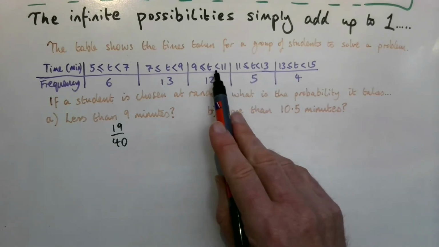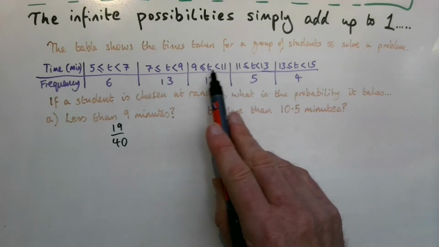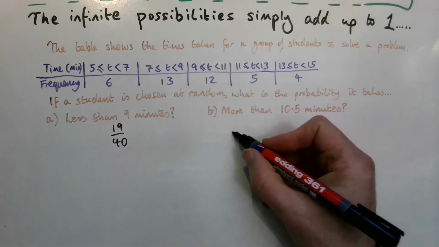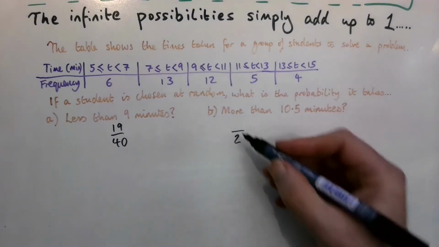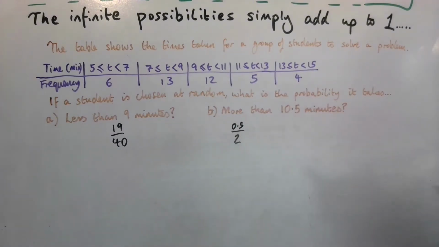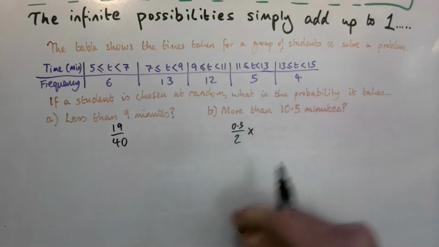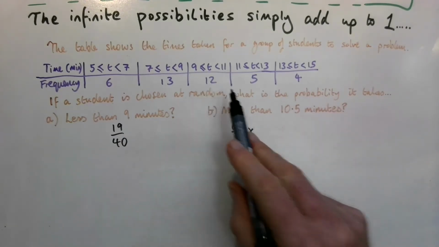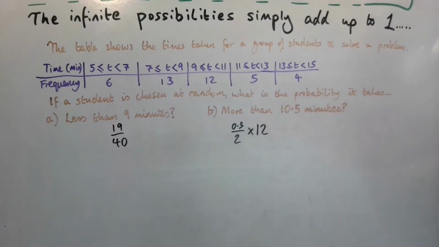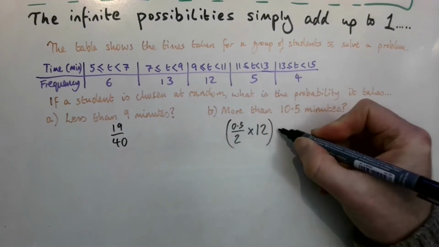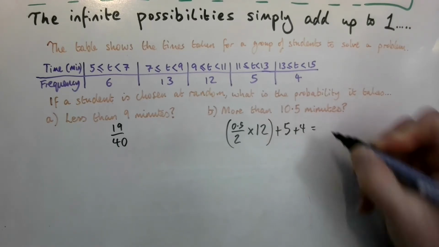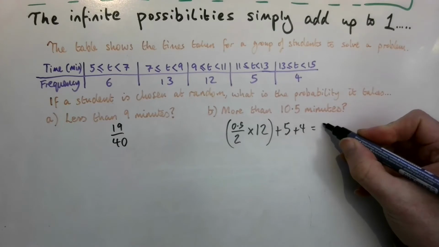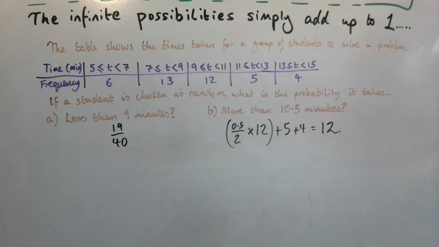10.5 students is somewhere in here, isn't it? Now the group width there is 2. So out of 2, we just want from 10.5 up to 11, which is 0.5. So 0.5 over 2, which is the same as a quarter, multiplied by how many are in that group. So we want a quarter of that 12, which is 3. And then we would be adding on the 5 there and the 4 there. And that would give us 3 plus 9, which makes 12.